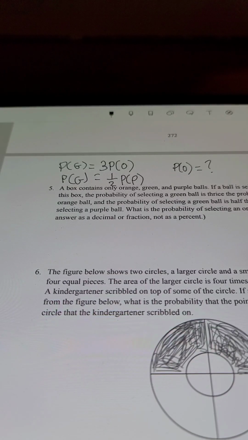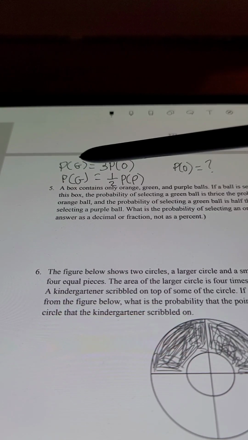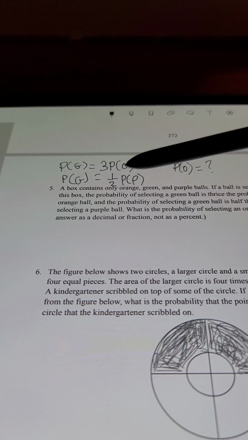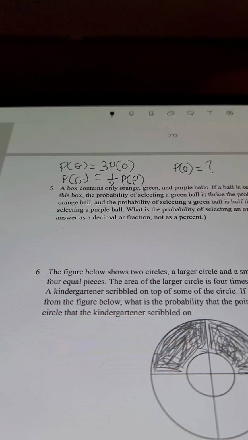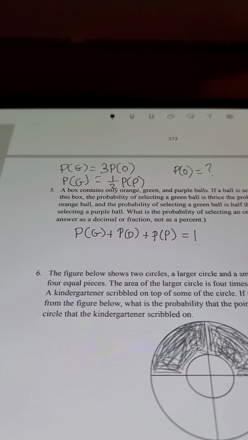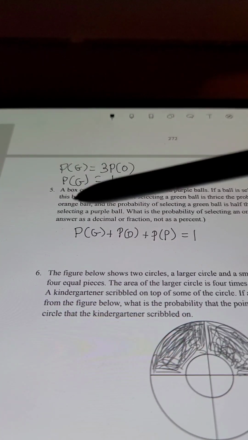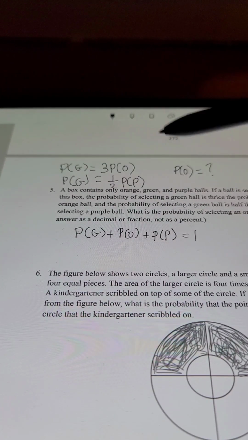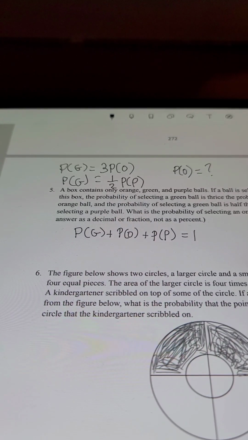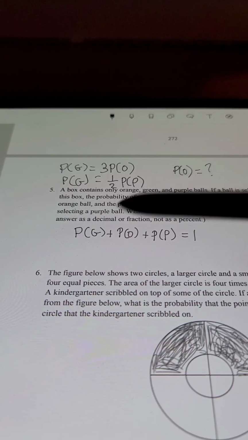So this is the information we've been given, where I'm just saying the probability of green is equal to 3 times the probability of orange. Probability of green is also equal to half the probability of picking a purple ball. And then the question's asking us to find the probability of picking an orange ball. If I add up the probability for each of these scenarios, probability of picking a green, probability of picking an orange, probability of picking a purple, it adds up to 100%, or in decimal format, 1.